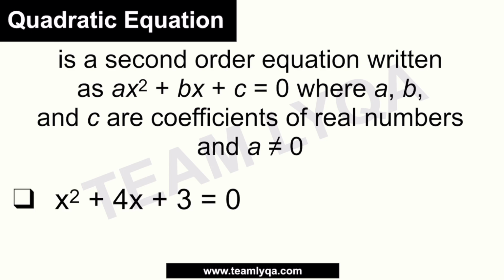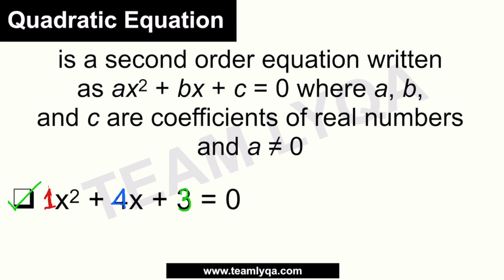So kung titingnan natin, yung kanyang a is 1, no? Kasi 1x squared yan. Hindi lang natin sinusulat yung 1, no? Tapos yung kanyang b is 4 or plus 4, positive 4, no? Tapos yung c niya naman is 3. Okay. So, ibig sabihin nun, yan yung a, b, and c. At dahil ang a, which is 1, is not equal to 0, ibig sabihin ito ay isang quadratic equation.